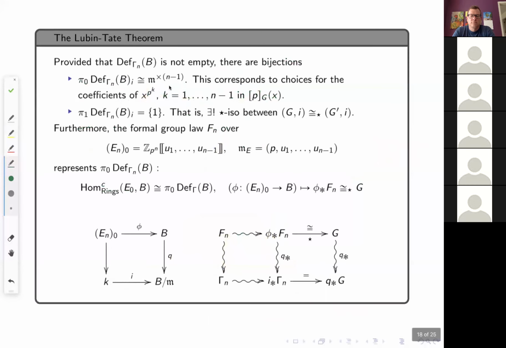Okay, but there's this wonderful theorem of Lubin-Tate, which classifies these deformations, okay? Provided that there is, so before you can get deformations, you need an embedding, you need a map from Fpn into B mod M, okay? So provided that the residue field of B is an extension of Fpn, then this is not empty. Okay, so we're going to assume we have some embedding here.